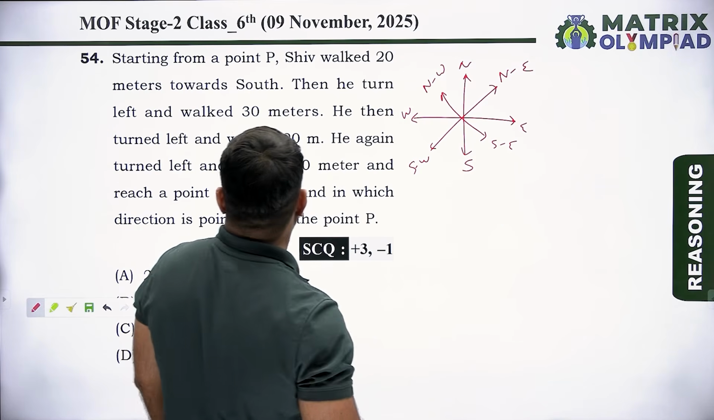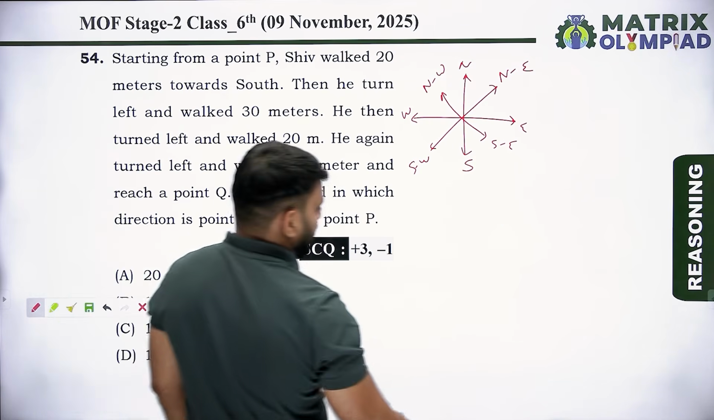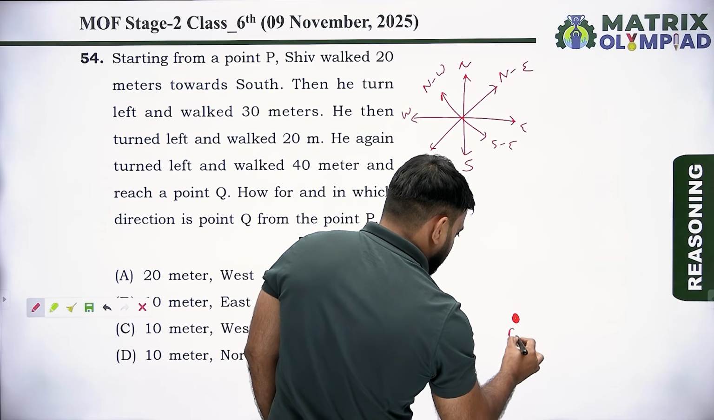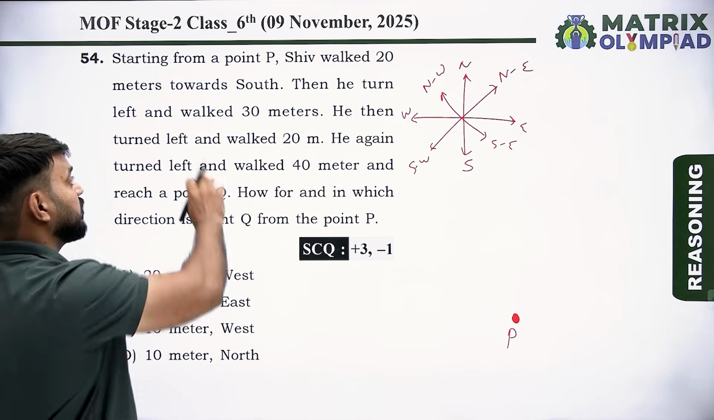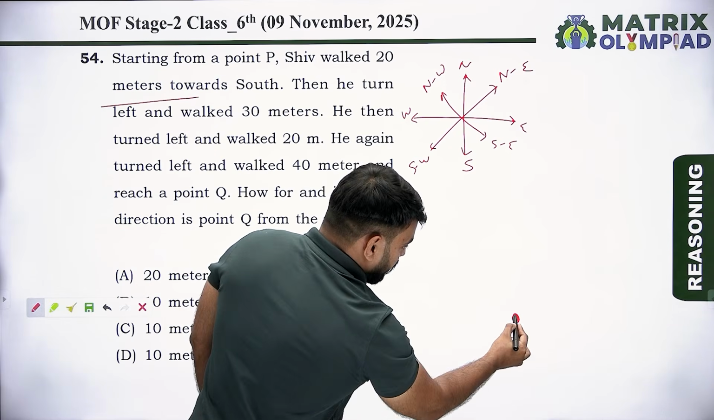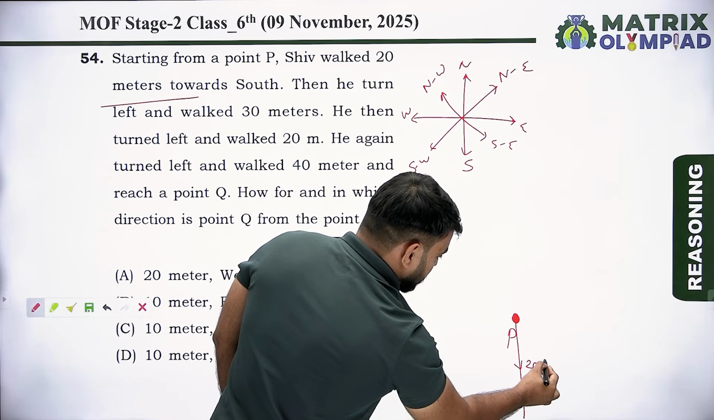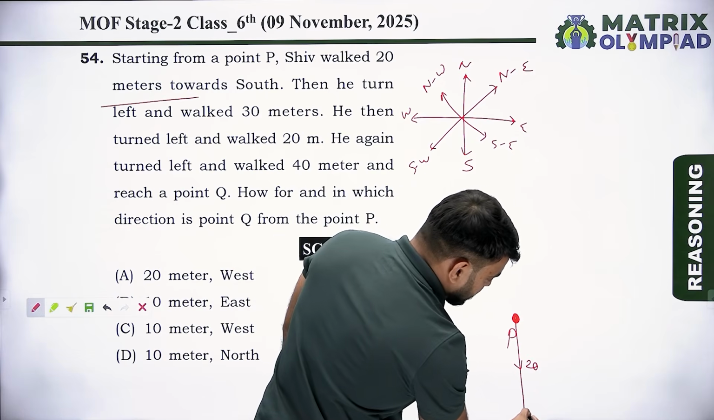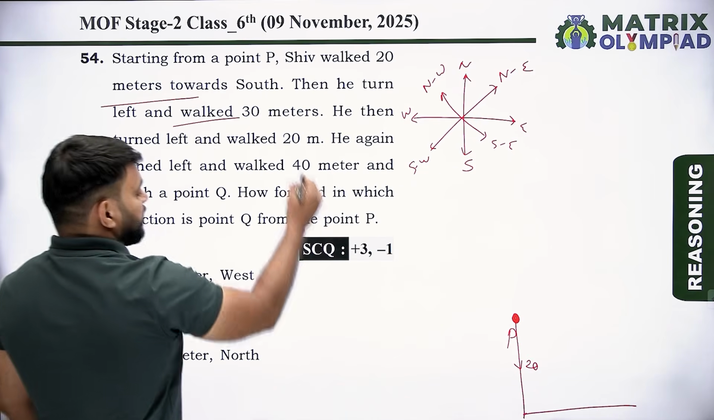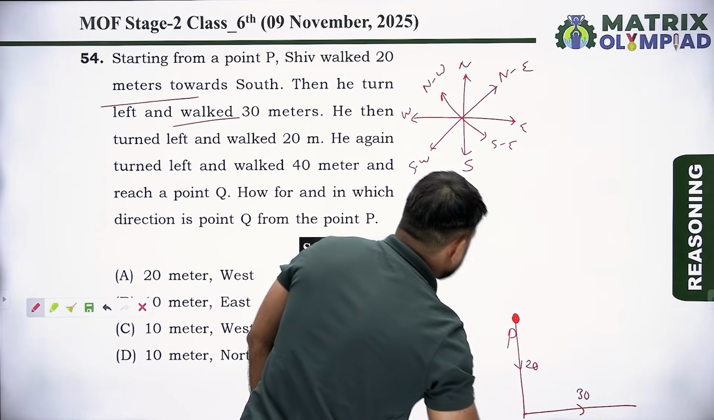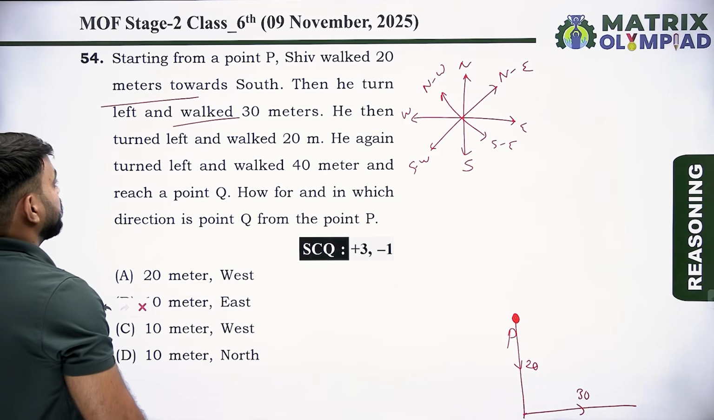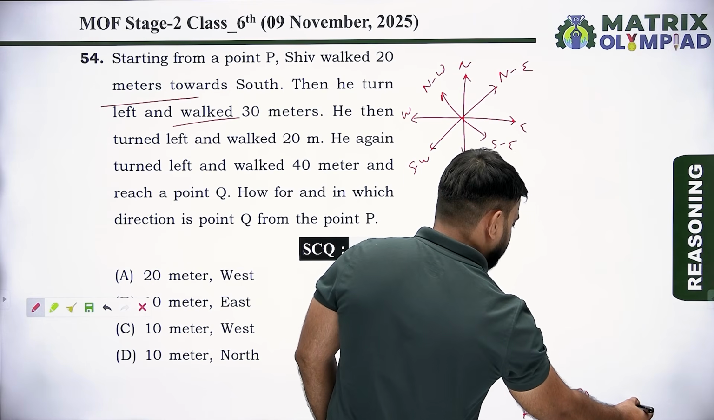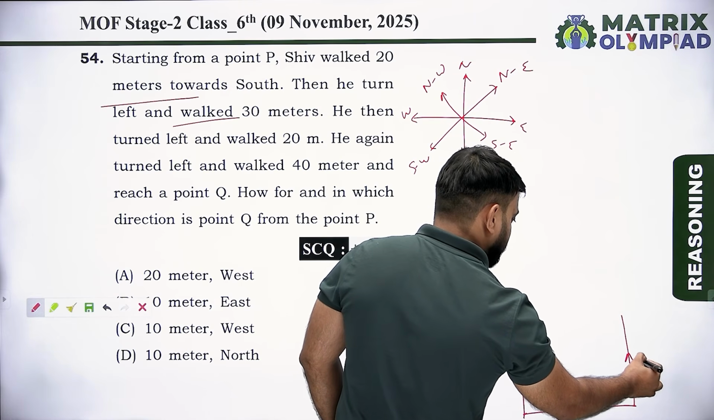Now question is, starting from a point P. P is the starting point of Shiv. Now Shiv walked 20 meter towards south. And then turns left and walked for 30 meter. After that, he turns to his left and walked 20 meter. So he goes 20 meter.